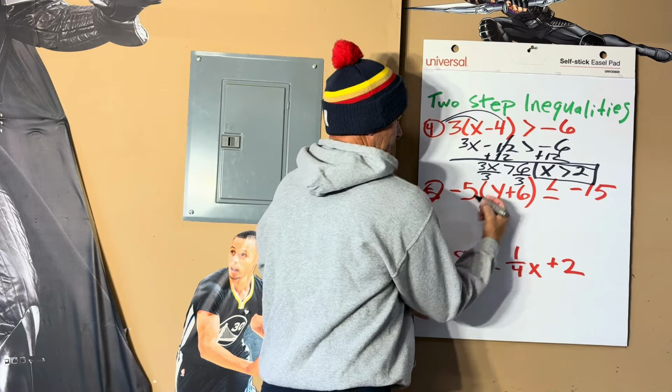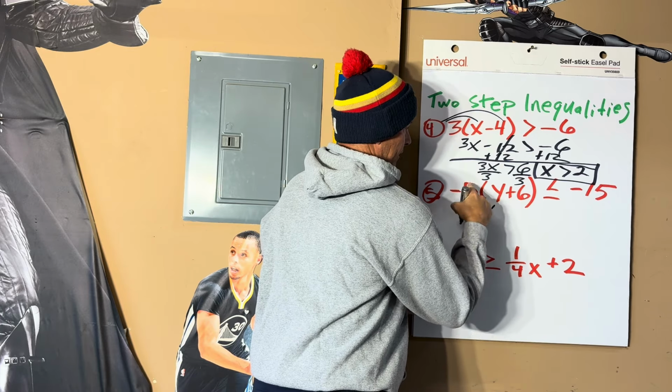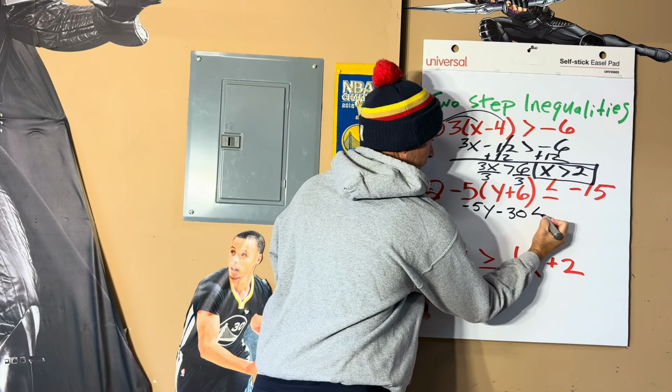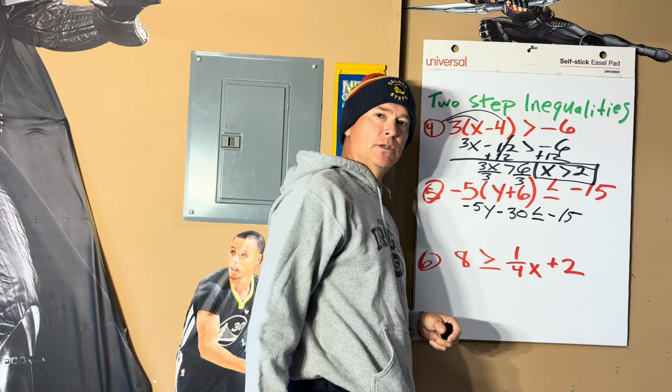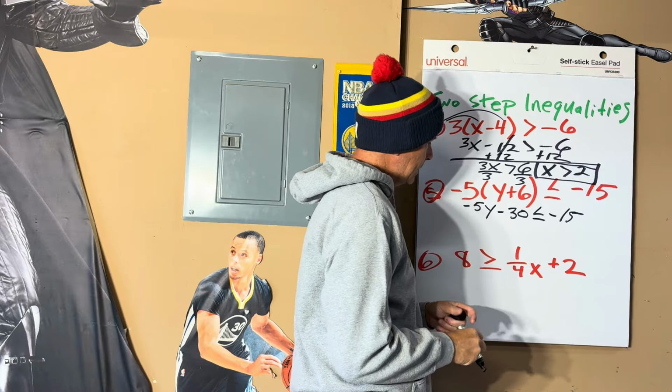All right, -5 times y. You attach them together. -5 times +6 is -30. We've done nothing to this stuff. The stuff that you've done nothing to just keeps coming down. You have to be patient.